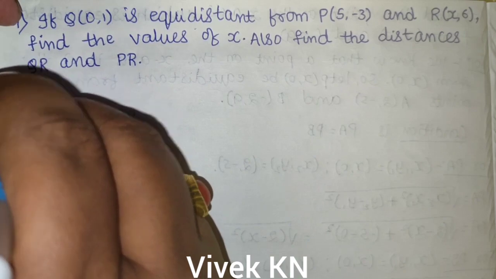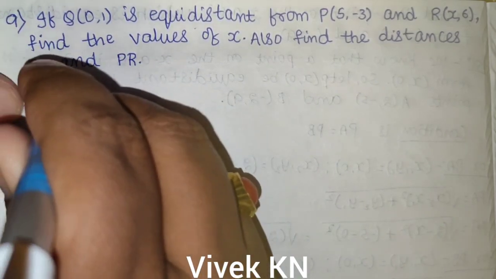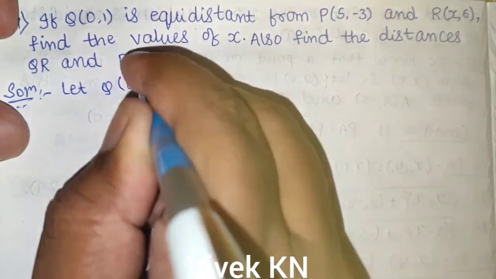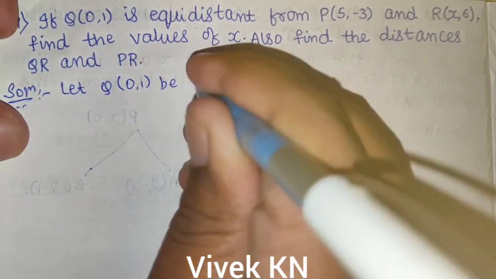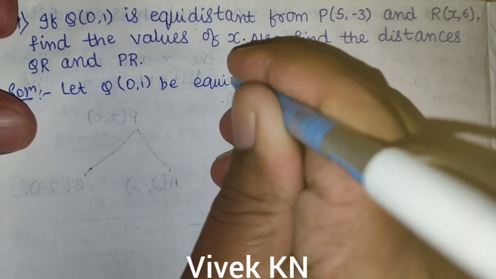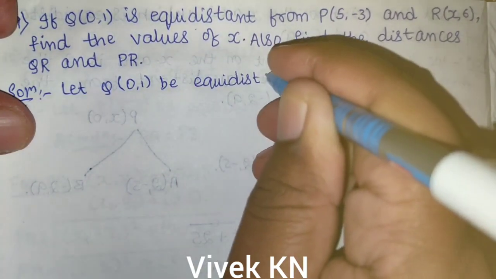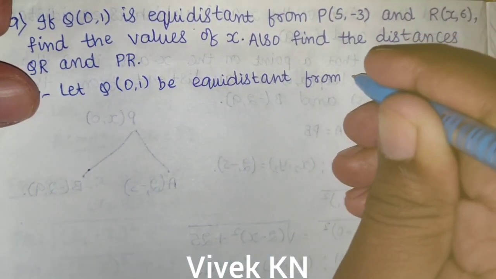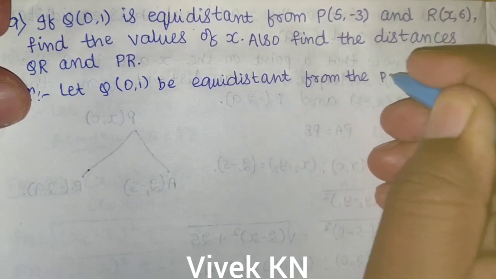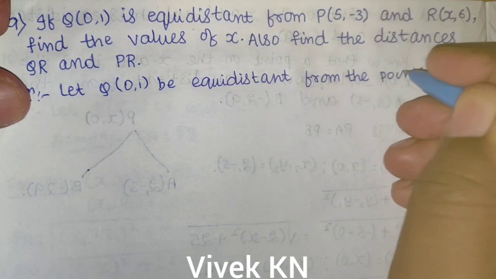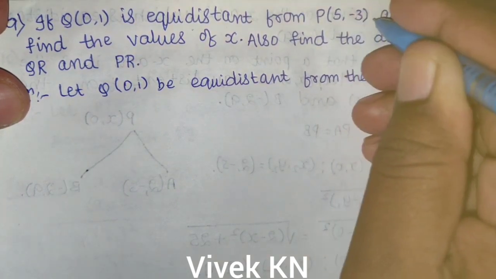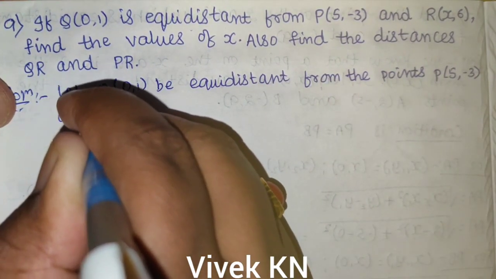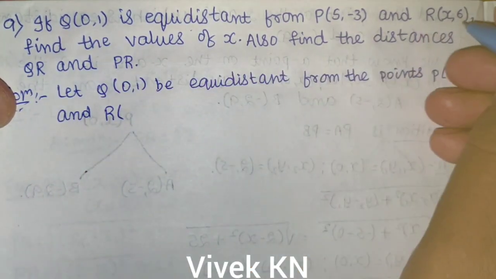Solution. Let Q of 0, 1 be equidistant from the points P of 5, minus 3 and R of x, 6.